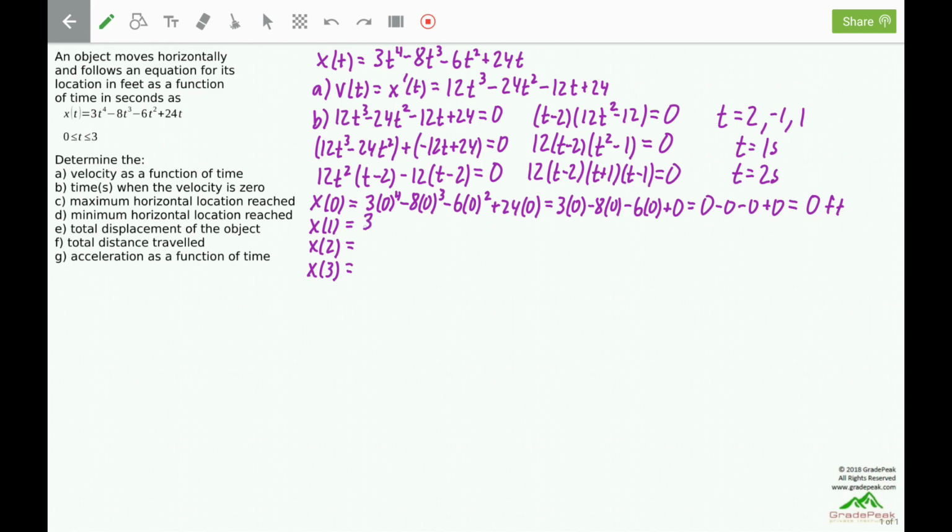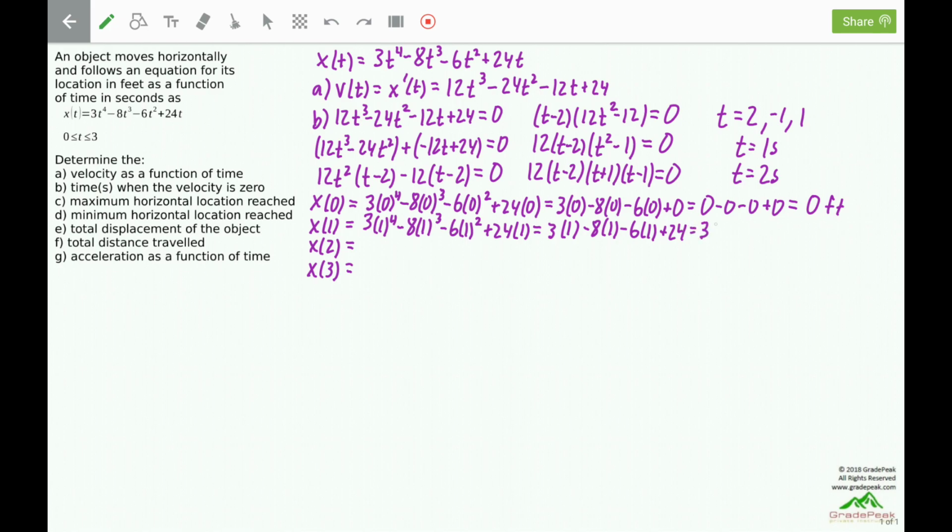Now we will plug in a 1 for each of the times. And this will determine where it's at time equals 1, which is our first time of 0 velocity. And it may be a turnaround time. 1 to the 4th is 1. 1 cubed is 1. 1 squared is 1. And 24 times 1 is 24.